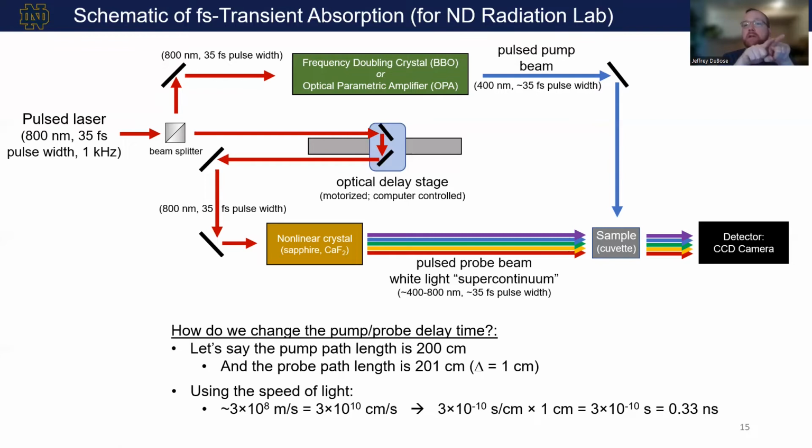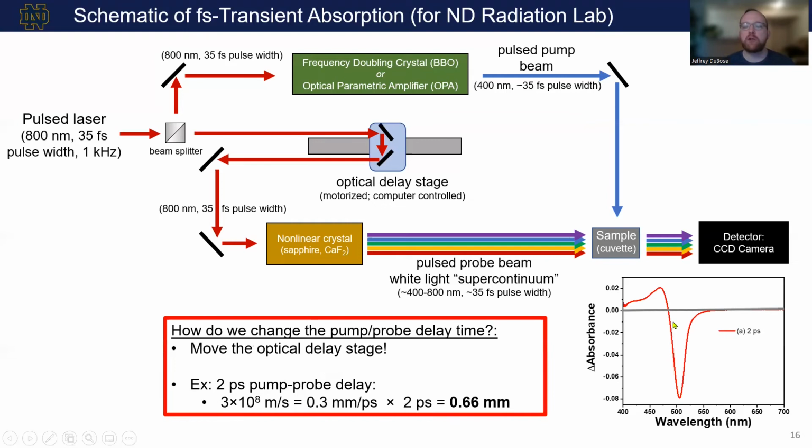We can use this distance delay to change when these two pulses arrive. But let's say we wanted to get the transient absorbance spectrum at exactly 2 picoseconds. 3 × 10⁸ meters per second is equal to 0.3 millimeters per picosecond. Multiply by 2 picoseconds, and you'd have to delay the probe line by 0.66 millimeters.